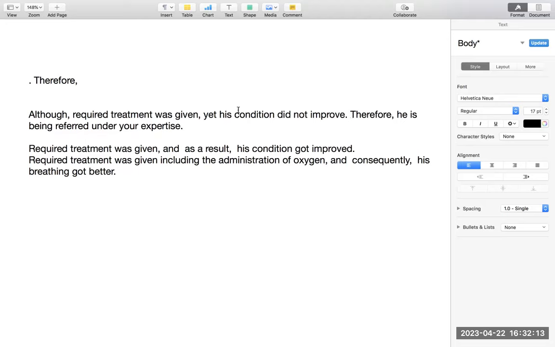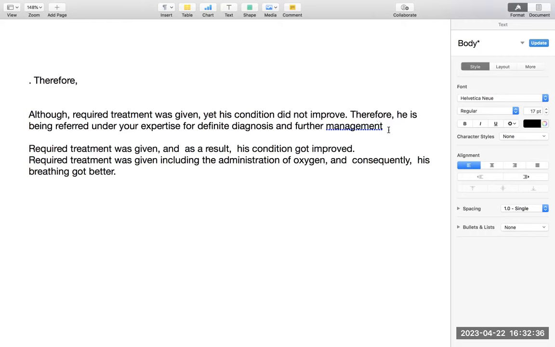So although required treatment was given, yet his condition did not improve. Therefore, he is being referred under your expertise for definitive diagnosis and further management. That means what I am trying to tell a senior doctor in the first paragraph is that his condition did not improve even after taking treatment. So that is why your expertise is highly required.